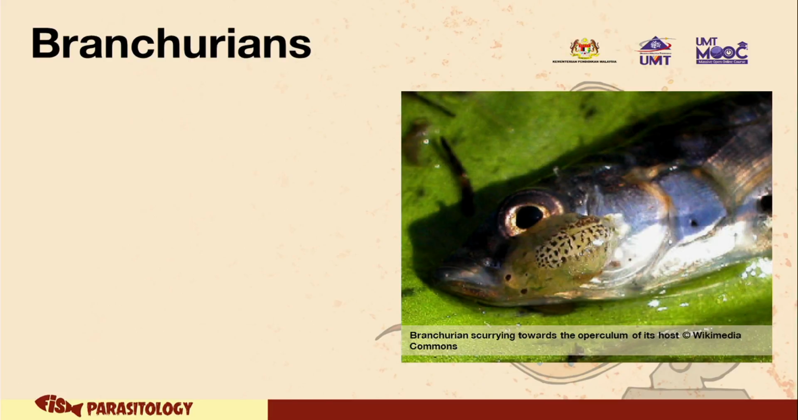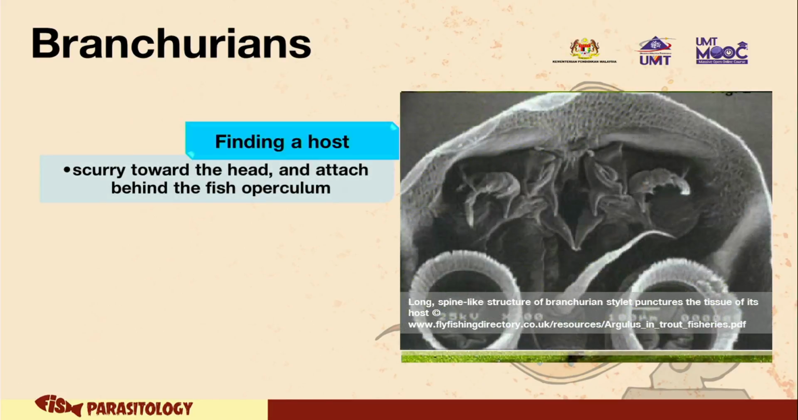Branchurians leave their host for several reasons: to find a different host, mate, and to lay eggs. When they locate a new host, they scurry toward the head and attach behind the fish operculum or a fin. This protected attachment site reduces the tendency of dislodging from its host.